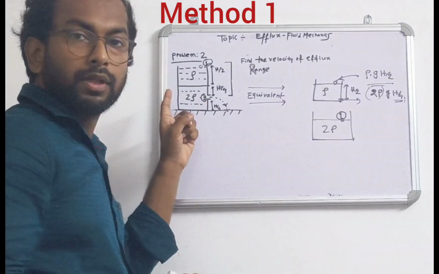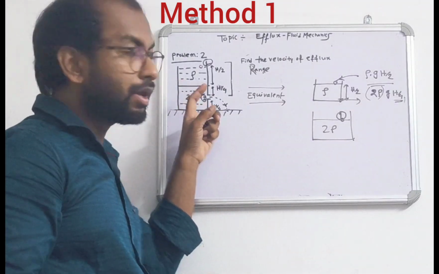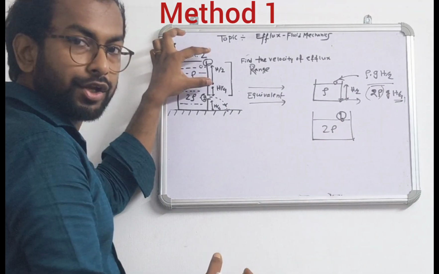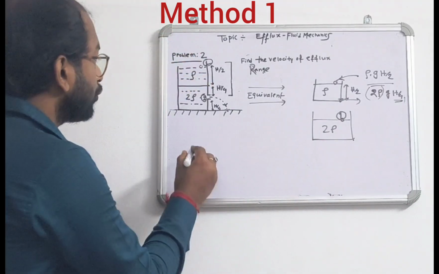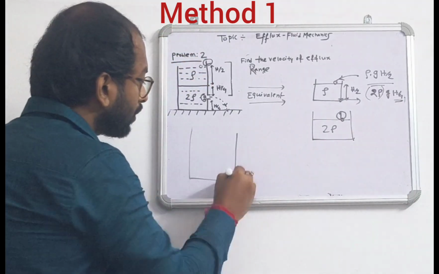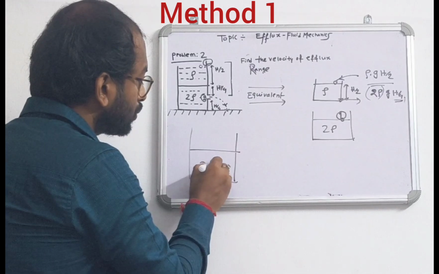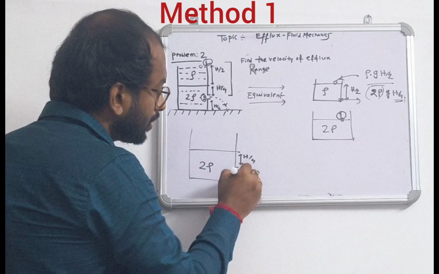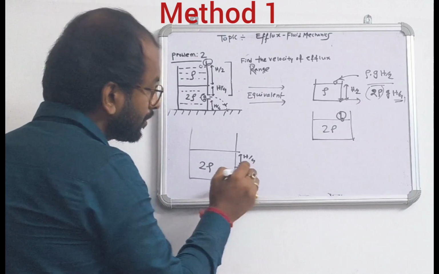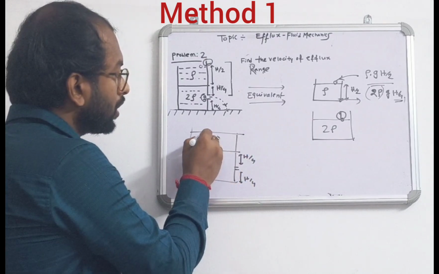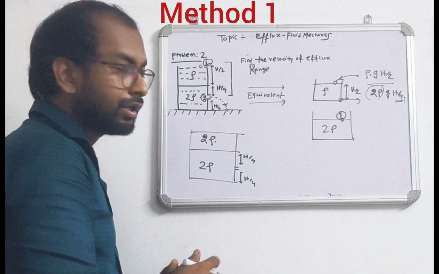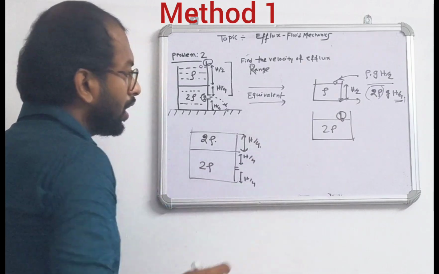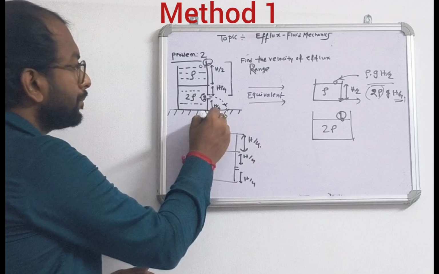In this problem, the liquid having density of rho is having column height of h by 2. If we convert it to a liquid of density 2 rho, what will be the equivalent height of the column? It becomes h by 4. Now the problem is reduced to this problem.